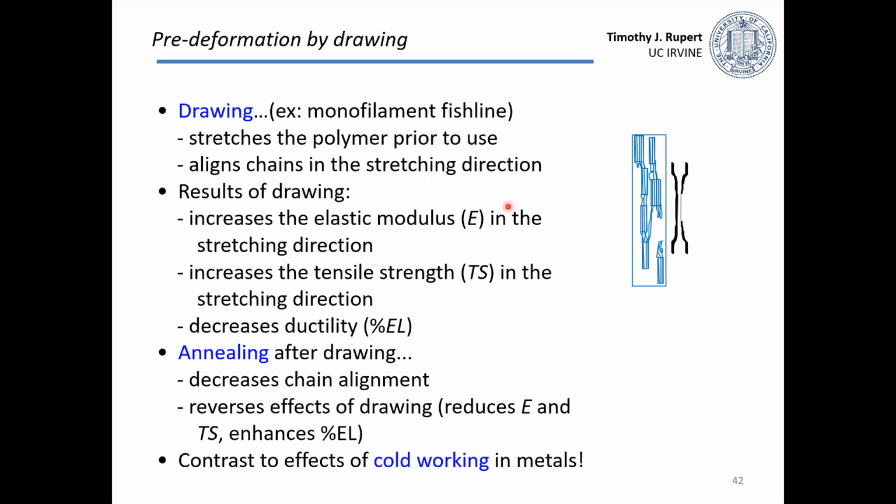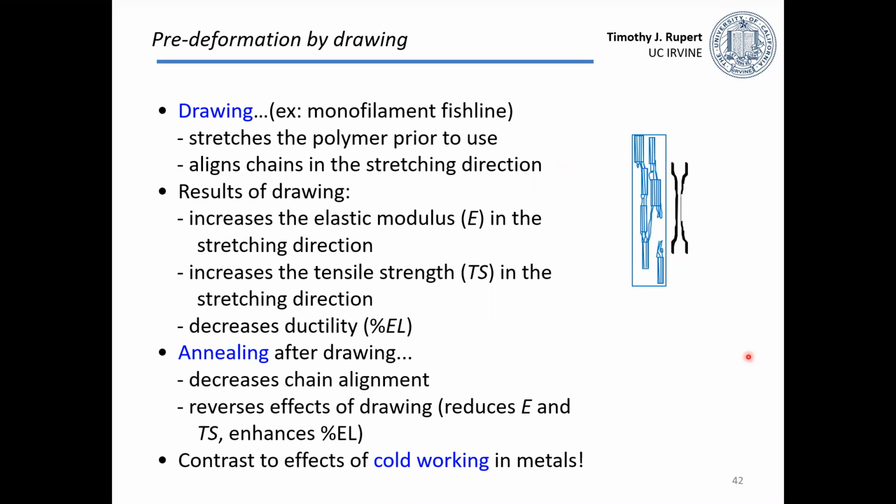For example, we could do what's called drawing to our material. This is just where we stretch our polymer prior to its use. And what this does is align those chains in that stretching direction. And this is pretty cool because this drawing ends up increasing our elastic modulus in the stretching direction. It increases the tensile strength in that stretching direction. But this all comes with the effect that we decrease our ductility. Okay? So if you want a stronger and stiffer material, you can pre-deform it with this drawing.